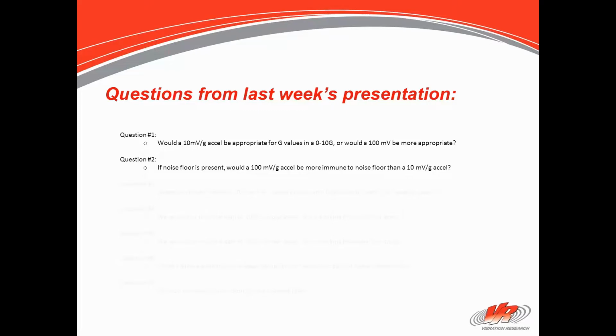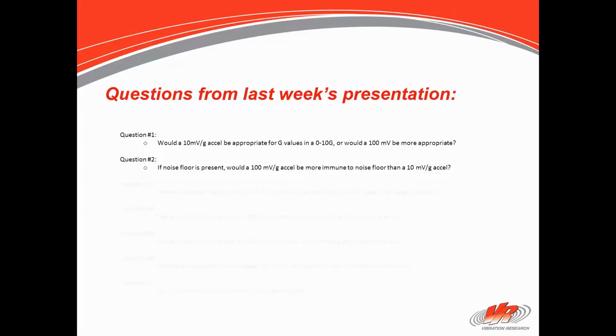Question number 2, if a noise floor is present, would a 100 millivolt per G accel be more immune to a noise floor than a 10 millivolt per G accel? The answer is sort of yes. Of course, you want to get your signal out of the noise floor, and the noise floor is what it is. If the noise floor is there because of the controller, which of course always has a noise floor, 100 millivolt per G is going to be higher, and it's going to be able to extract it out. Typically, noise problems occur because of ground loops or a spike or something like that. In that case, a 100 millivolt per G accel is going to make no difference or give you no advantage over a 10 millivolt per G accel.